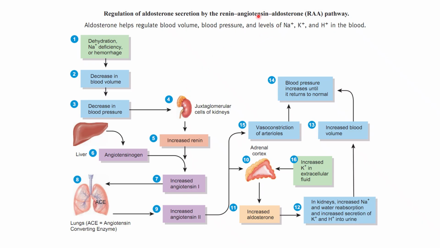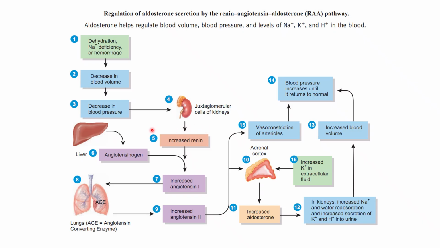That is the renin angiotensin aldosterone pathway. So the first step is there is dehydration or deficiency of sodium or hemorrhage, decreasing blood volume. This will lead to decrease in blood pressure. That decrease in blood pressure will be sensed by certain special cells present adjacent to the glomerulus. That is why they are called juxtaglomerular. Juxta means nearby. These JG cells will lead to generation of renin, a hormone.